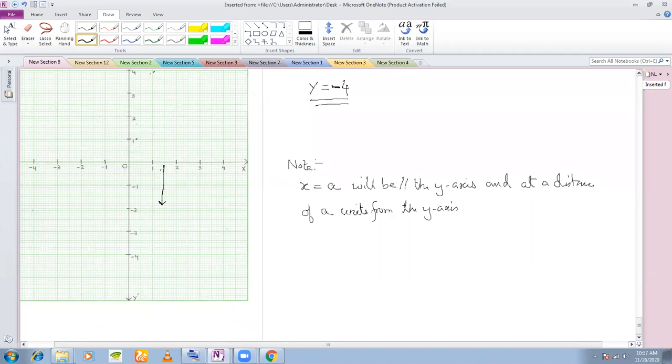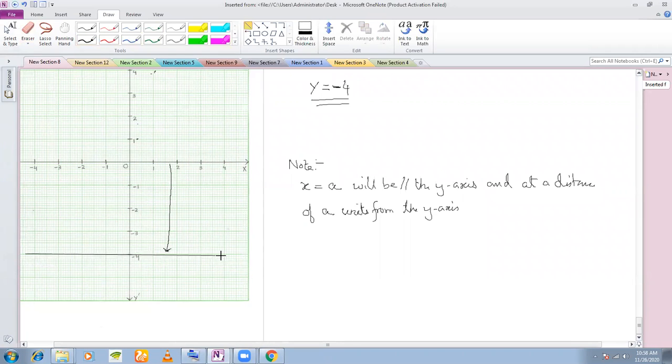So you will take 4 units distance from here, without even plotting the points, in the negative direction of y, 4 units, and then you draw a line parallel to the x-axis. That's it. So without even plotting, I have got the line y is equal to minus 4.